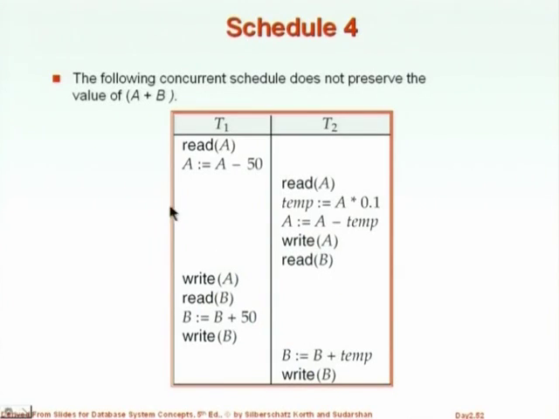Here, we have read A, subtracted from A, we have not yet written it. In between, this fellow jumps in, it reads the old A, not the A after subtracting 50, but the original A. It subtracts 10% from A, writes A, and then this fellow writes A. So what has happened now? This update is completely lost. The value after this is 50 less than the original A. And then this continues, you are in trouble. The final value of A is wrong.